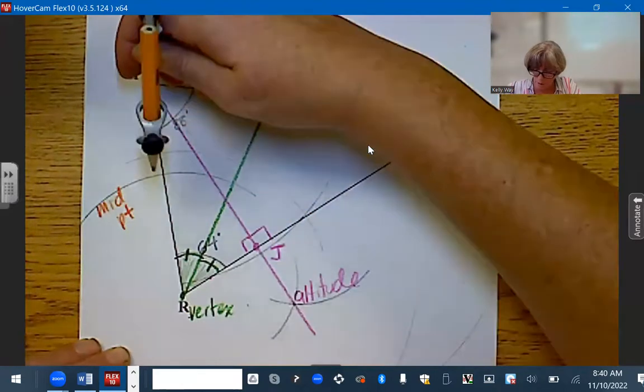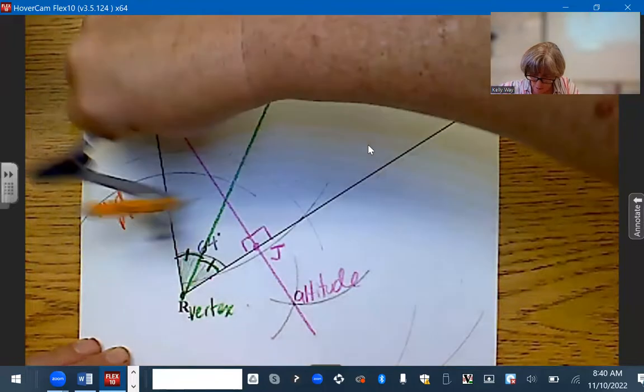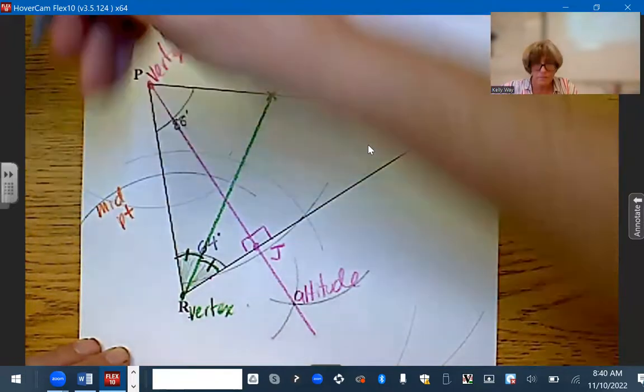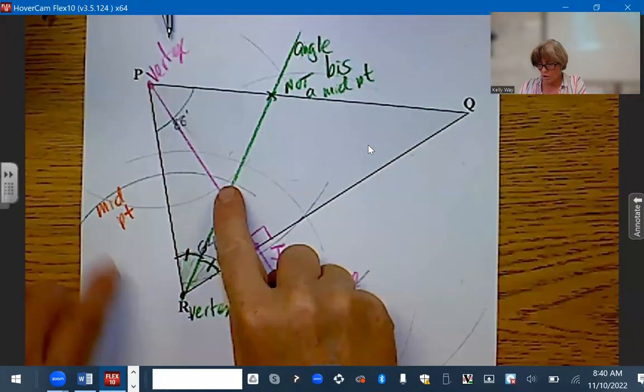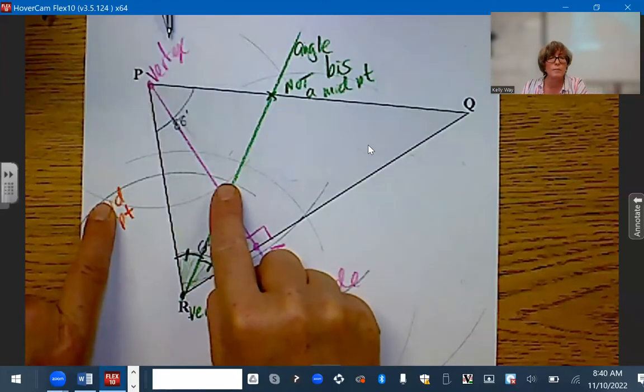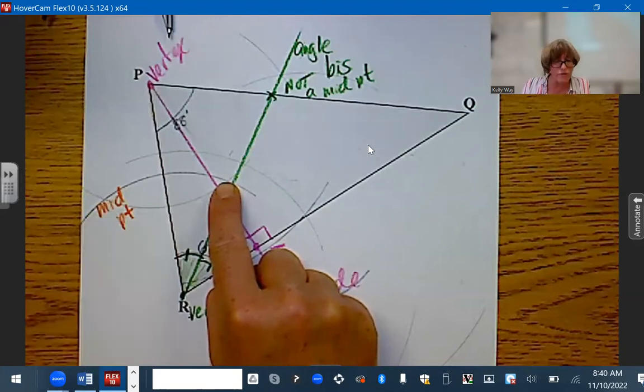And you swing around the other side, another arc. And you should get 2 arcs intersecting. It's very important. You're not drawing a line here. It's not a perpendicular bisector. It's a midpoint. So you are finding a singular point.